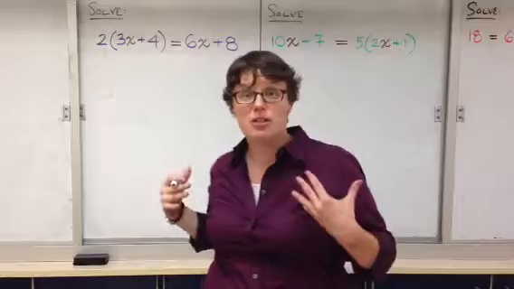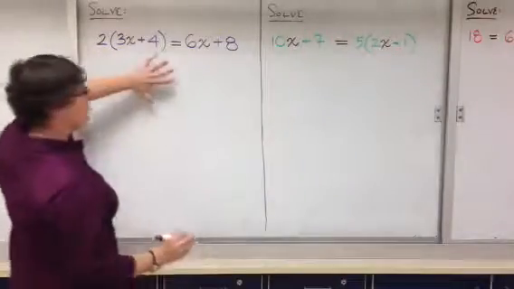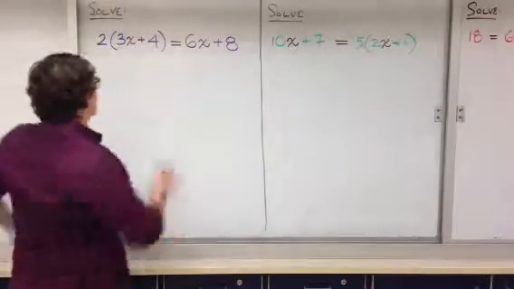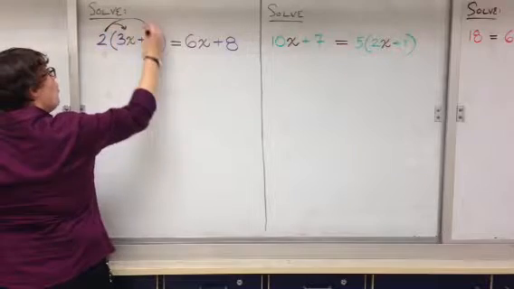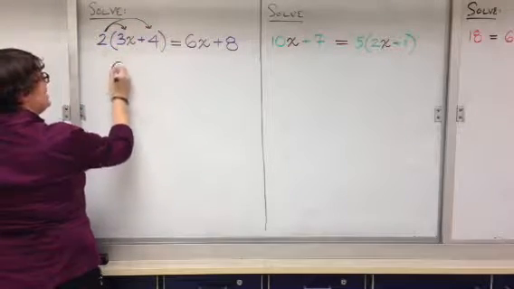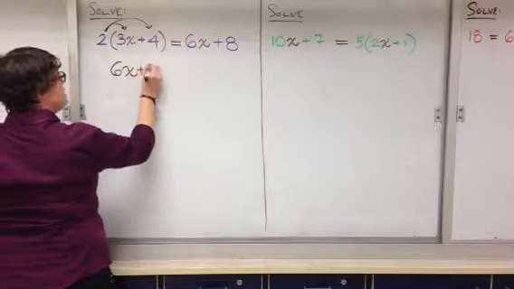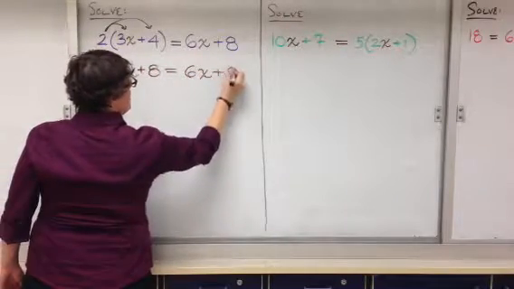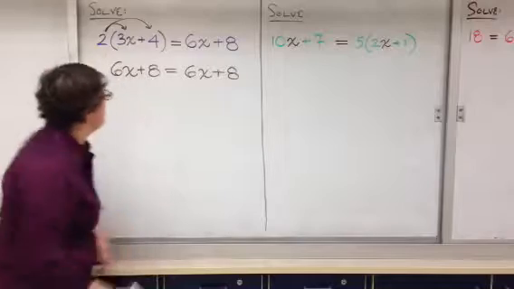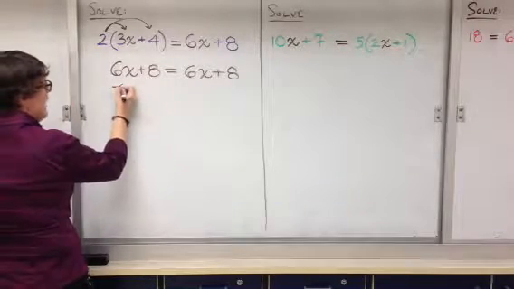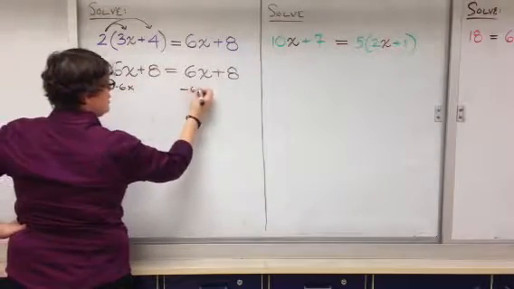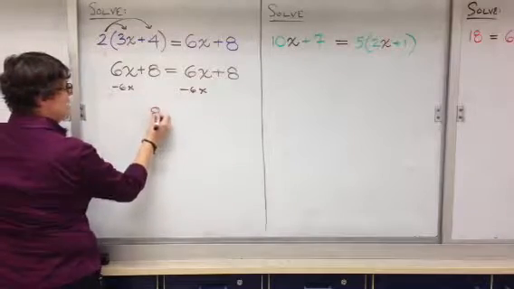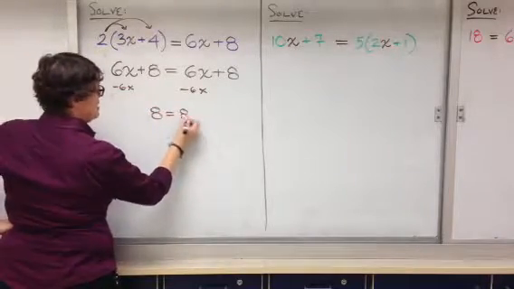Okay, so I've got some interesting equations behind me. For this first one, it's obvious that I need to distribute. Whoosh, whoosh. I'm going to get 6x plus 8 equals 6x plus 8. So I'm going to subtract 6x from both sides. And what I end up with is 8 equals 8.